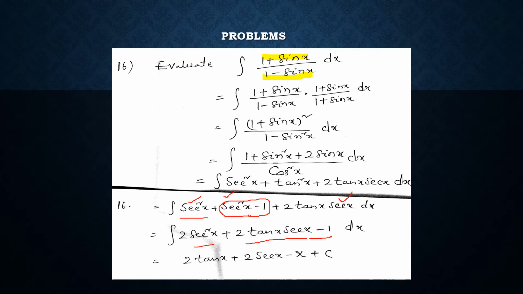Now by integrating each term separately, we get 2 into integral secant square x dx, which is tan x, that is 2 tan x, plus 2 into integral tan x into secant x dx, which is secant x, minus integral 1 dx, which is x. So the solution is 2 tan x plus 2 secant x minus x plus c.